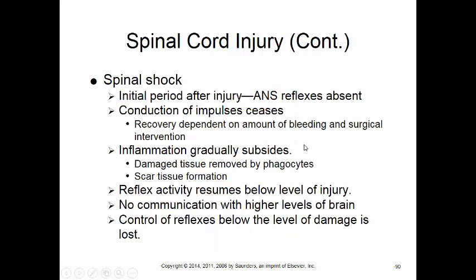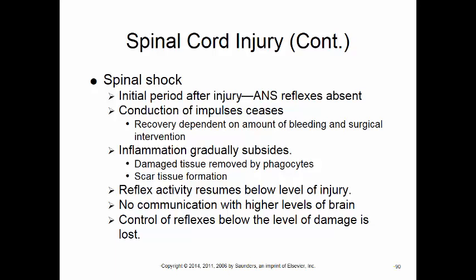Spinal shock is the initial period after the injury where a great deal of the spinal cord loses its function, greater than the part that's permanently damaged. During this period, the autonomic nervous system reflexes are usually absent, and the conduction of the impulses ceases. The recovery of this initial spinal shock depends on how much bleeding and surgical intervention needs to be done.